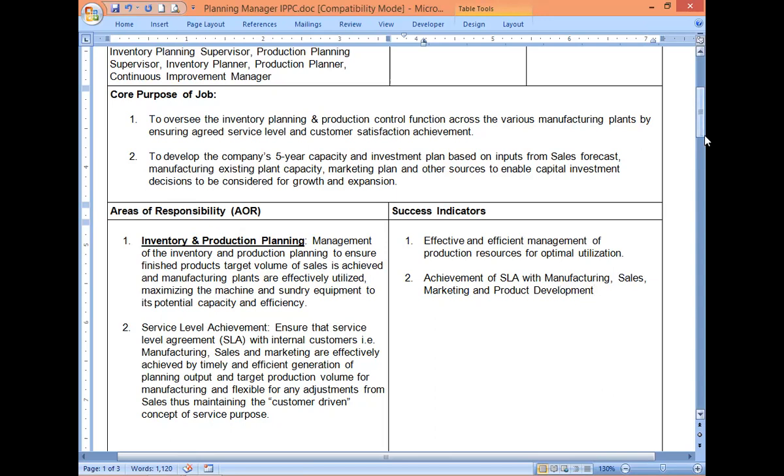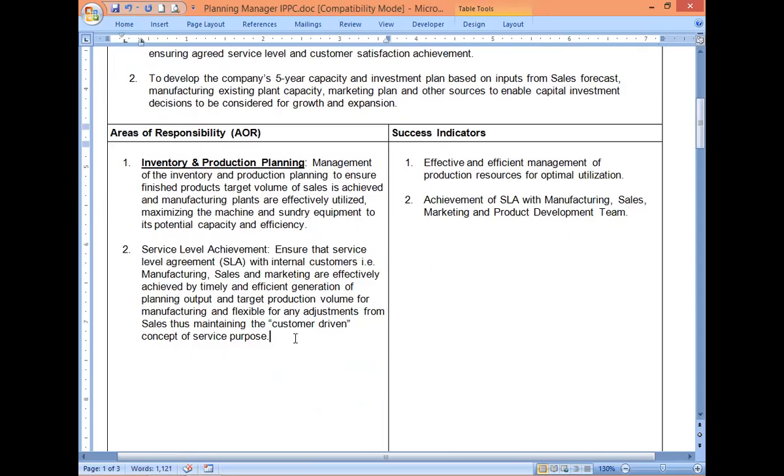Product development. So the managers who are handling product development are called product development managers. So they're actually from R&D. We also include the product development team, right? Okay, next.